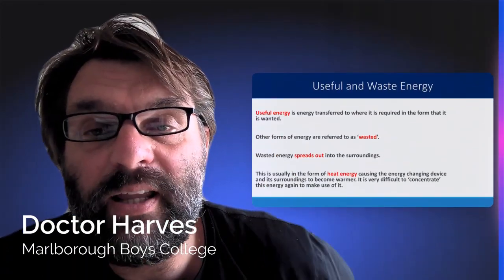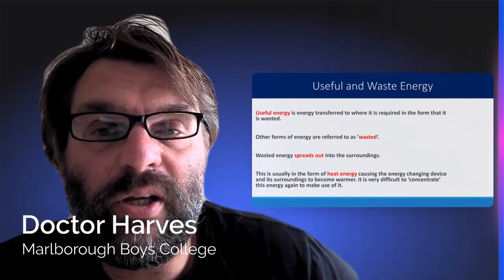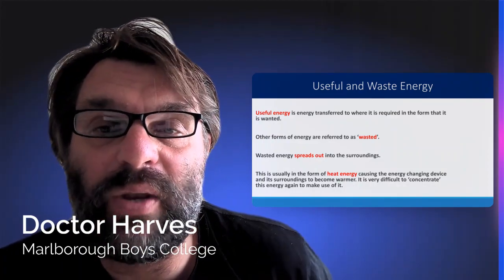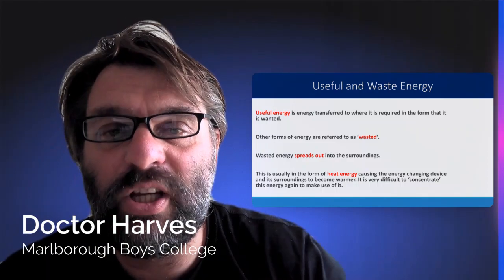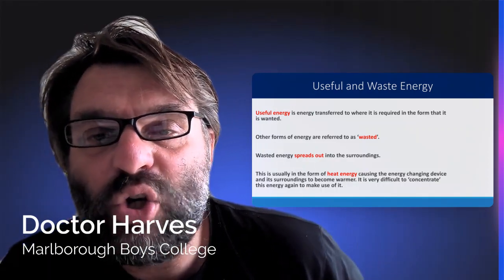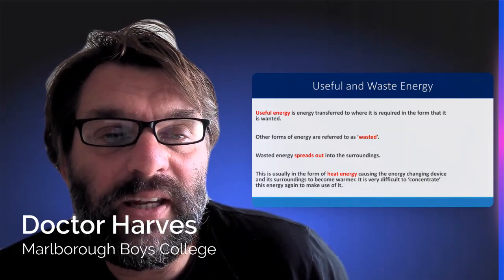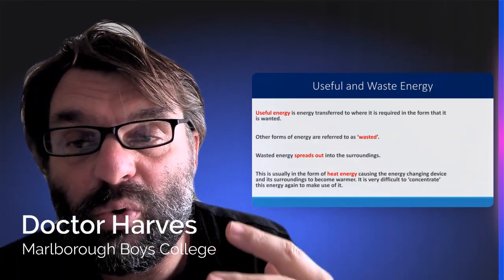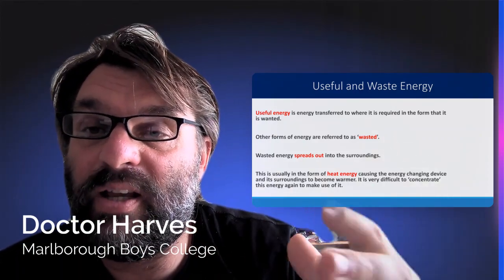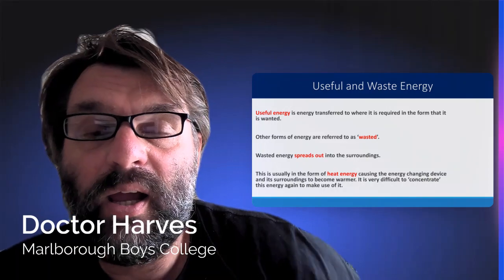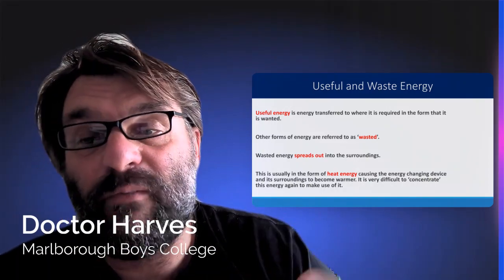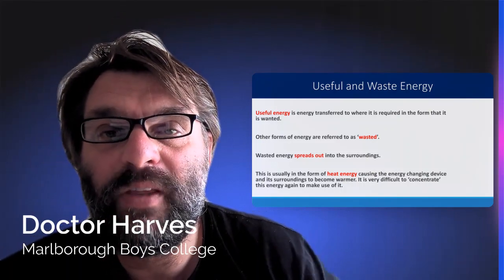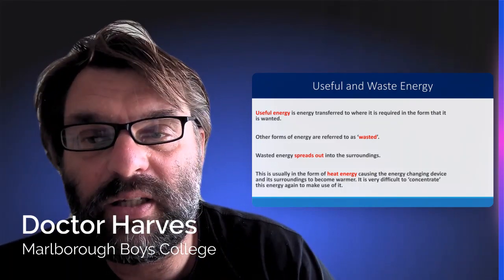And finally, in terms of useful energy and wasteful energy, useful energy is the energy we want, and other forms are known as wasted. The wasted energy goes around to its surroundings. Usually the wasted energy is in the form of heat or sound energy. So for example, braking systems, you want to convert your kinetic energy into friction so it stops, and that's converted into wasted energy in terms of heat energy as well. So that's the concept of useful and waste energy.